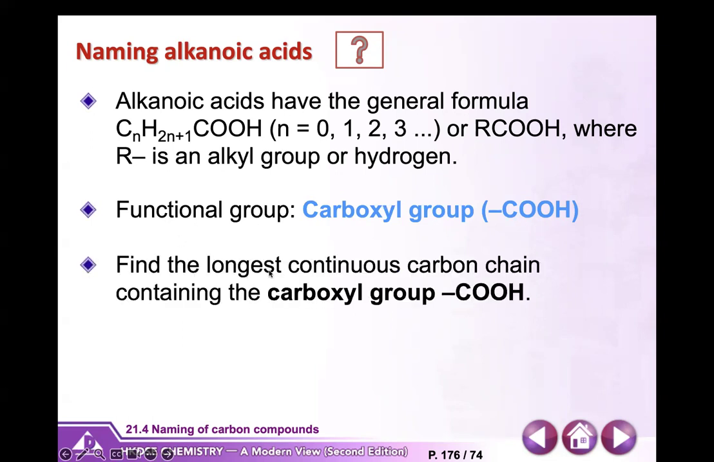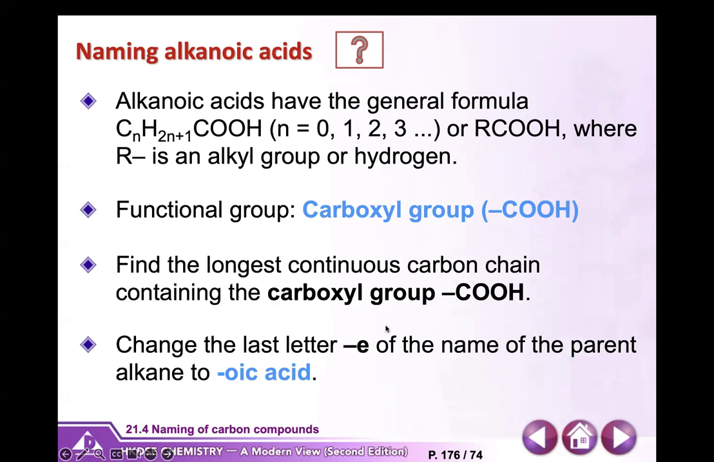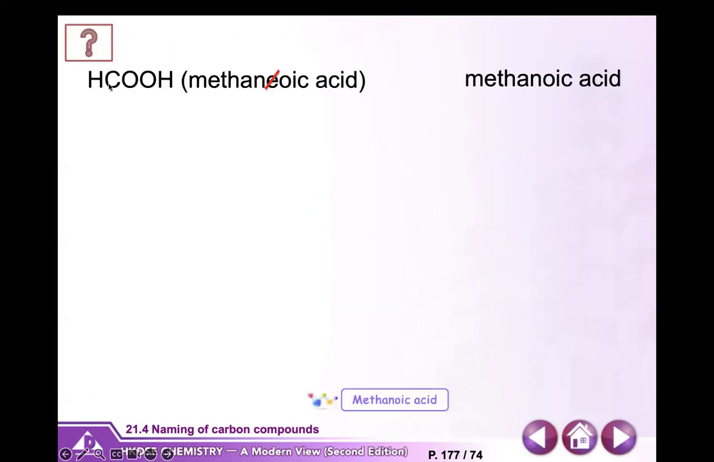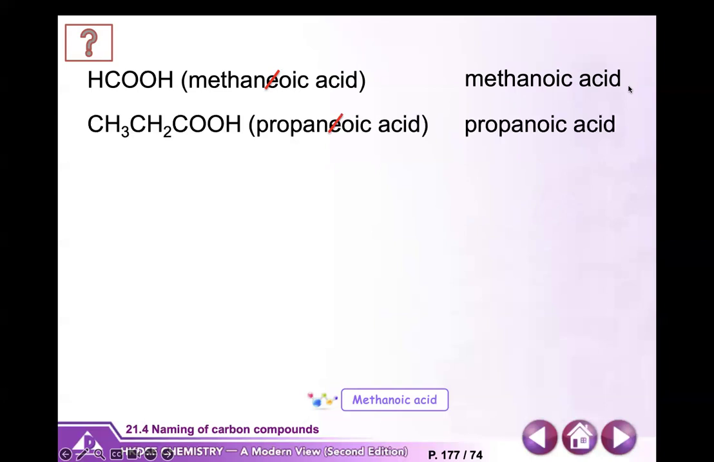And then what we need to do is to find the longest continuous carbon chain containing this carboxyl group. Then we omit the last letter, the E, and change it to oic acid, from the parent alkane. So if we don't have any alkyl group and just have the H here, HCOOH is the first member of the homologous series. That is methanoic acid. We omit the E after the ANE, so it is methanoic acid.